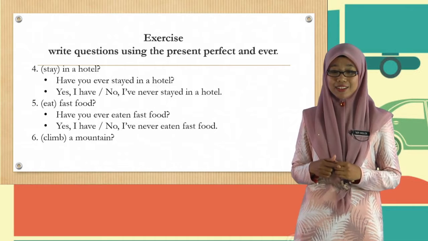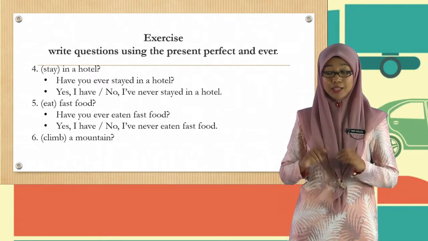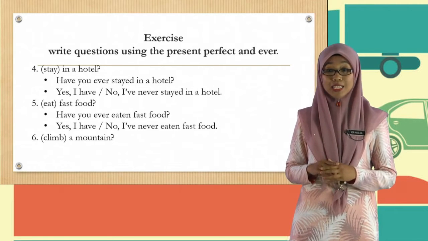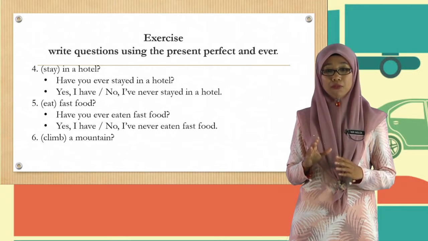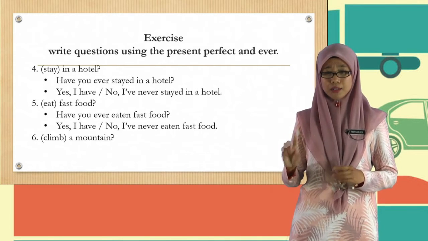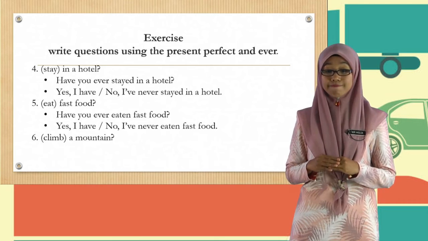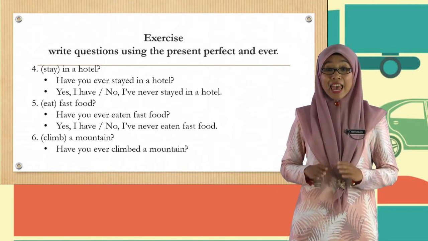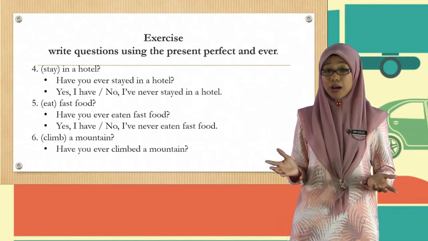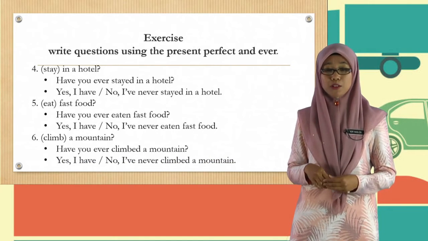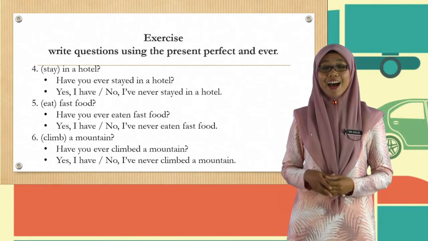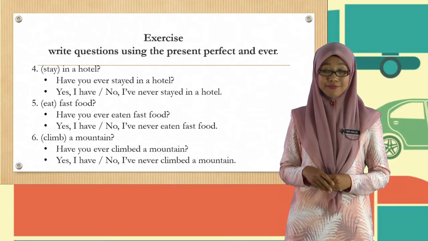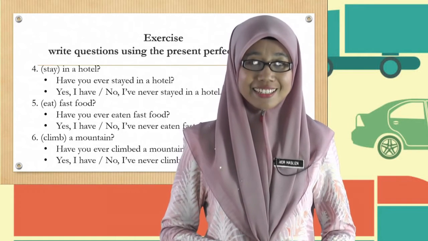Question number 6. We have climb in brackets. It means that climb is a verb that needs to be changed into past participle. Then we have a mountain, with question mark. What is the answer for this question? Yes, awesome. The answer is, have you ever climbed a mountain? You can respond to this question either yes, I have, or no, I've never climbed a mountain. Okay, now we move to the next task.